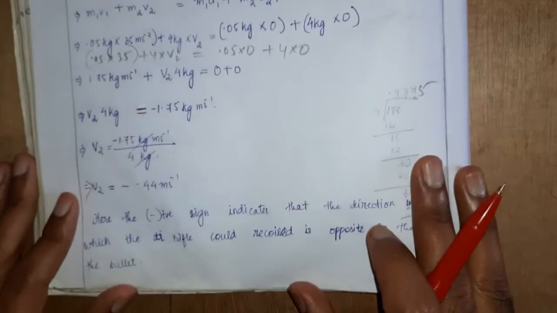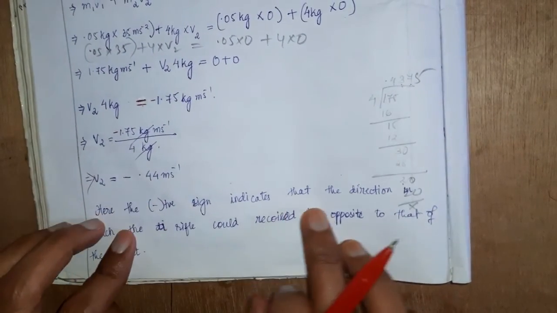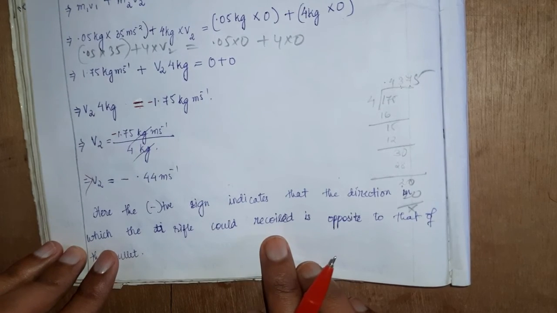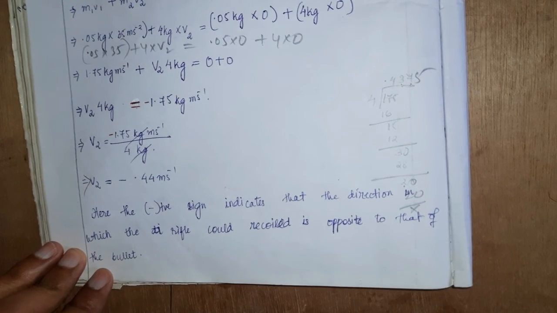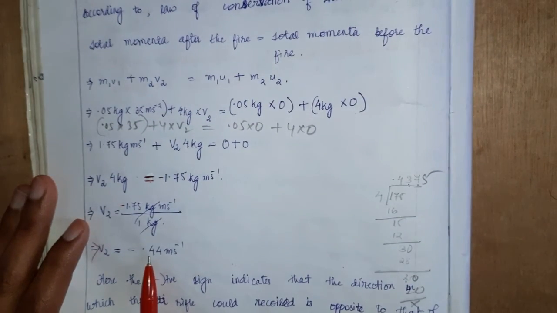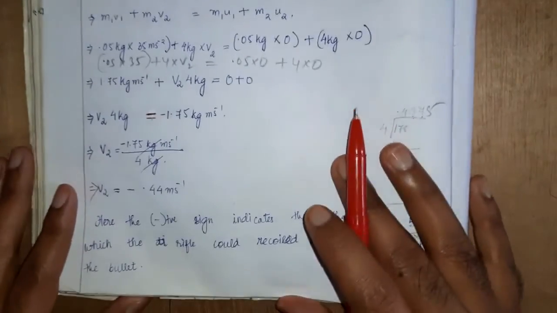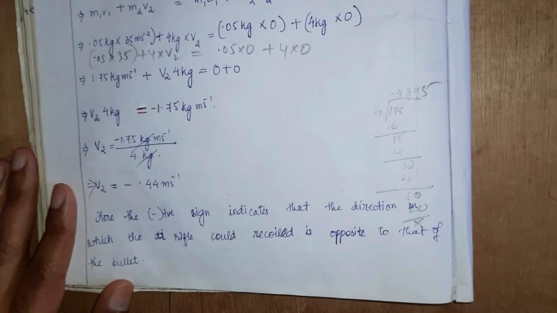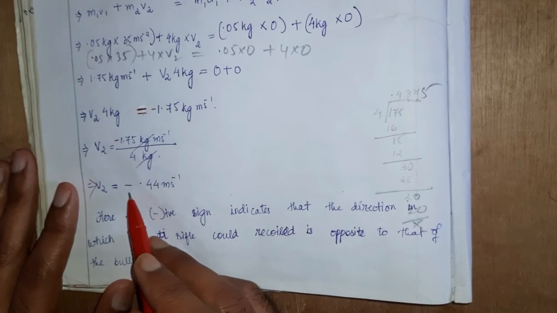Okay, that is the recoil velocity. The negative sign indicates that the direction in which the rifle recoils is opposite to that of the bullet. The bullet is moving in the forward direction, which is why its velocity is given as 35 meter per second, a positive value. And the velocity of the rifle you have got is negative. That means the direction of the velocity of the bullet and the recoil velocity of the rifle are not the same. It is in the opposite direction. So the rifle is recoiling in the opposite direction. That's why the sign is negative.